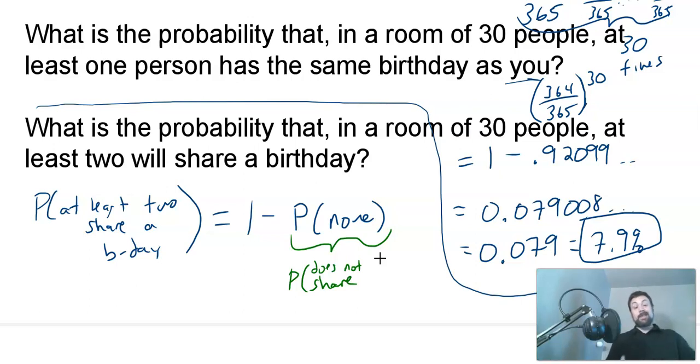There are no birthdays that they can share with the people that came before them because nobody's come before them. Right? So the first person, the probability that they do not share a birthday with somebody else that we've already looked at is 1. It's 100%. They cannot share a birthday with anybody else. Then we go to choose the second person from that room. What's the probability that they do not share a birthday with the people that came before them?